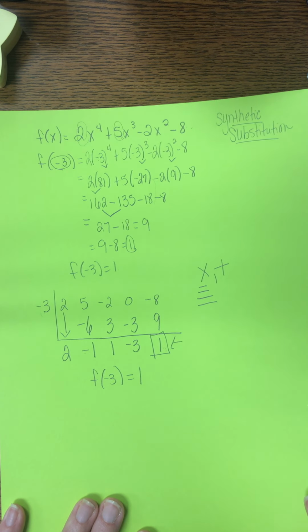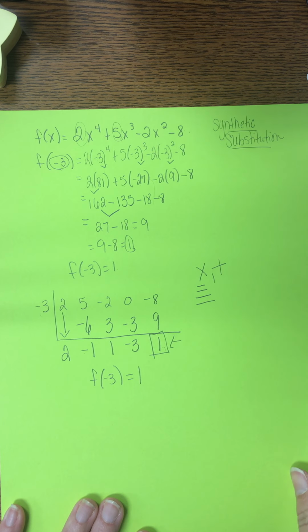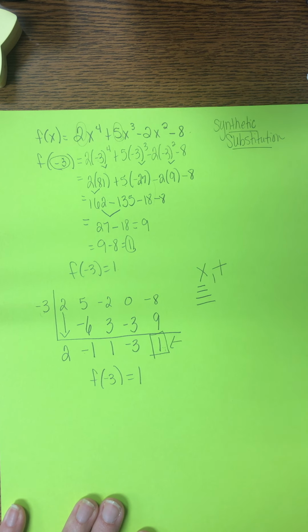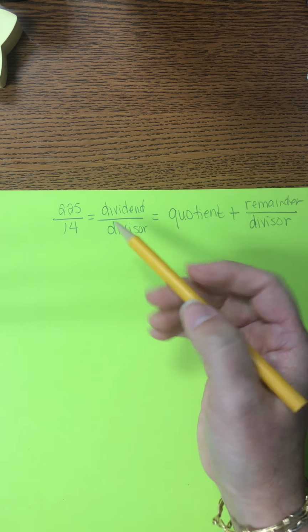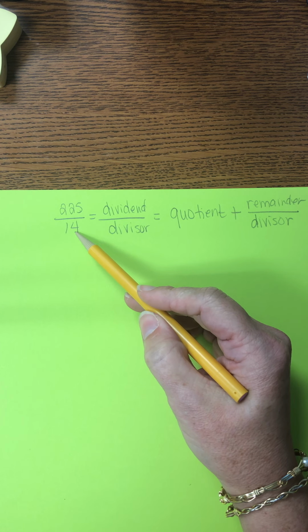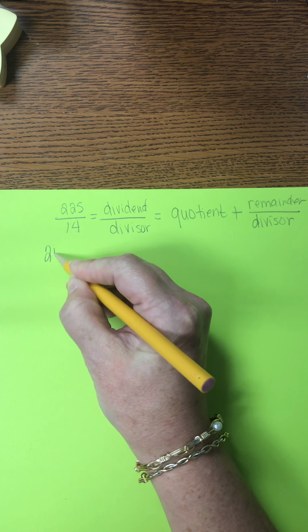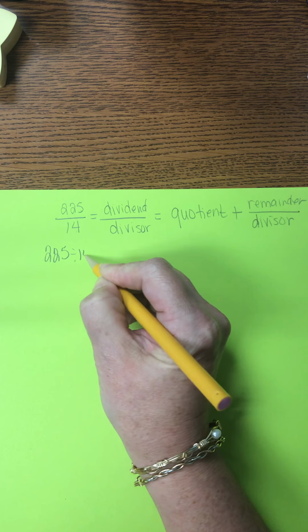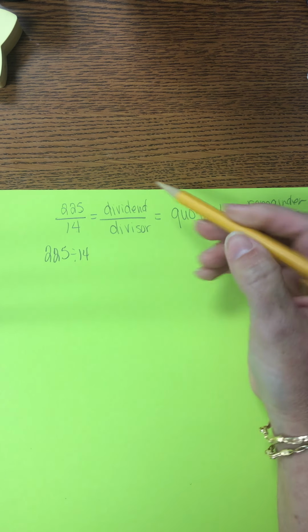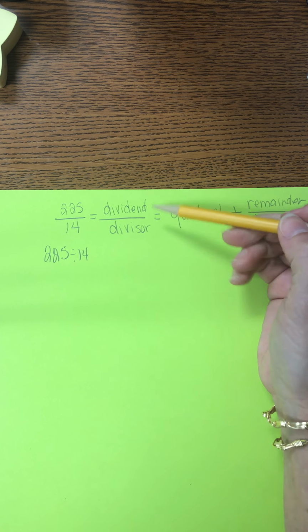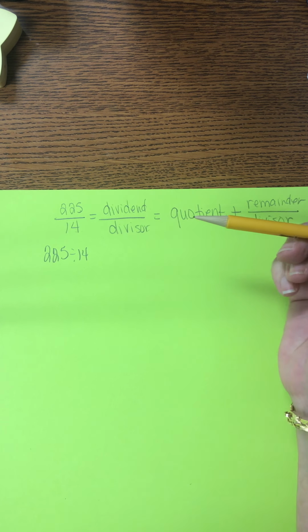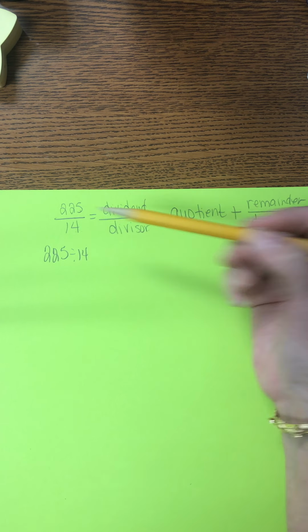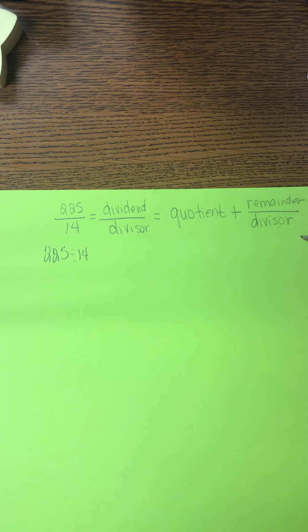Okay, so the next thing I want us to talk about is synthetic or long division. We'll do synthetic division in a little while. So let's think about what division is. If you have 225 over 14, that's the same thing as 225 divided by 14, right? So I know that the 225 is what we call my dividend. The 14 is my divisor because that's what I divide by. You divide bottom into top or right into left.